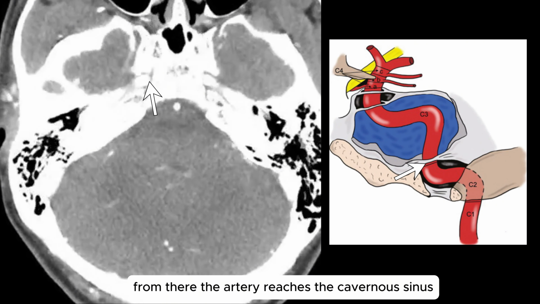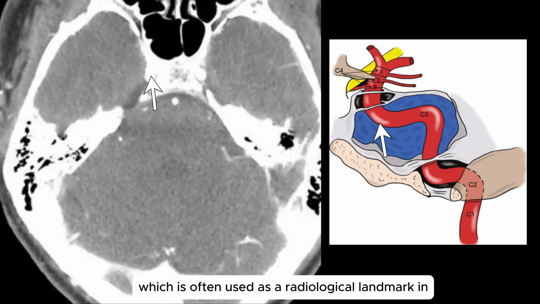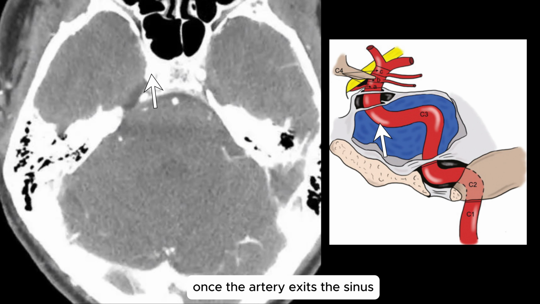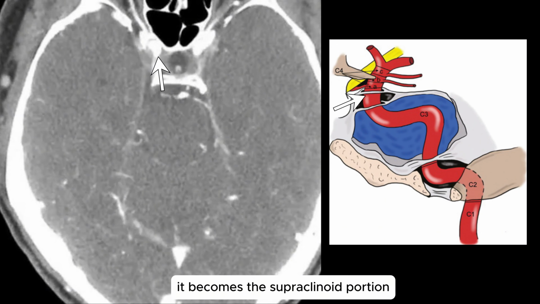From there, the artery reaches the cavernous sinus, becoming the cavernous segment. Here, it begins to form the carotid siphon, which is a U or S-shaped part of the ICA, which is often used as a radiological landmark in digital subtraction angiography. Once the artery exits the sinus near the anterior clinoid process, it becomes the supraclinoid portion, which can be subdivided into three parts.